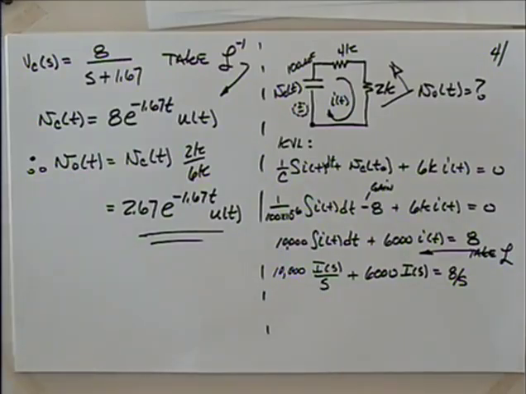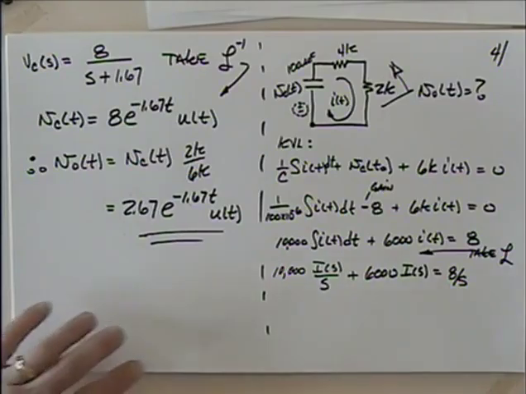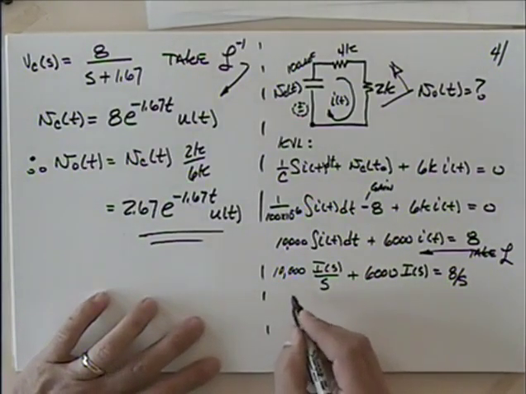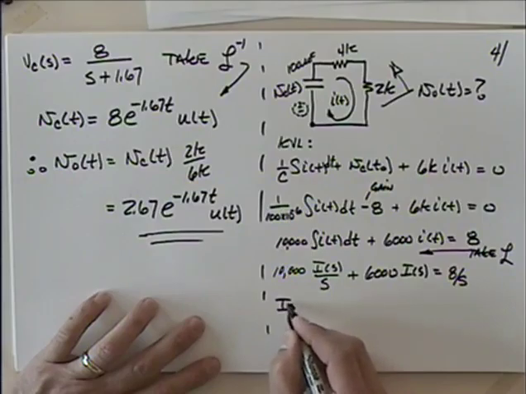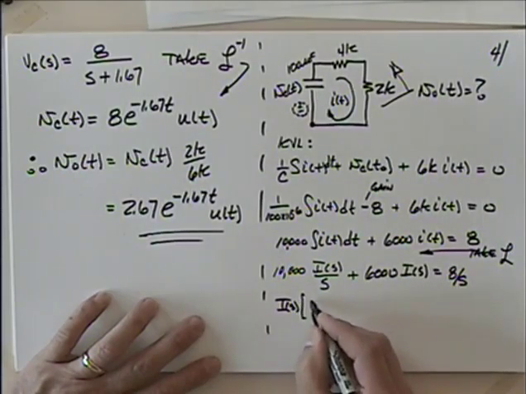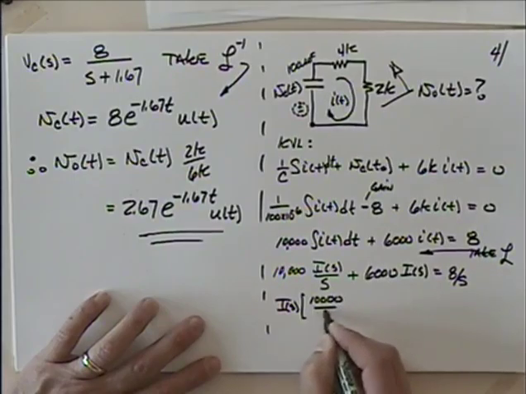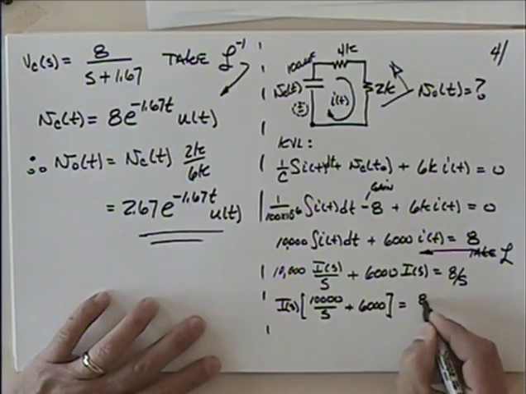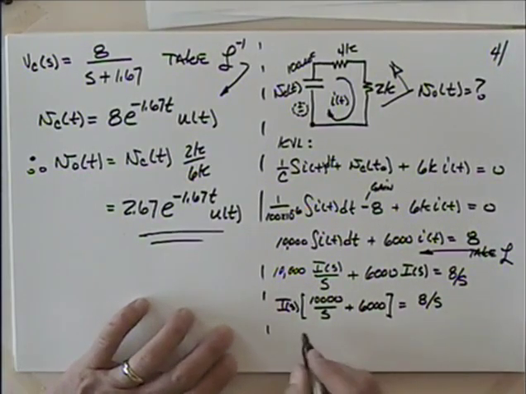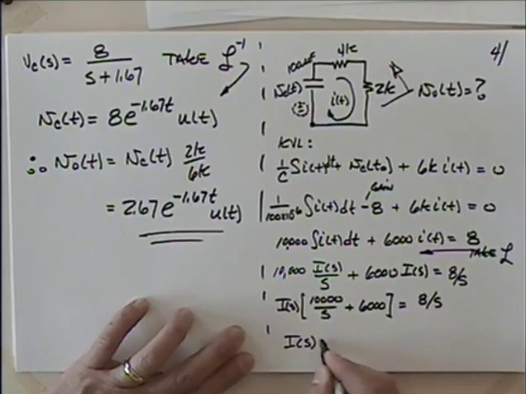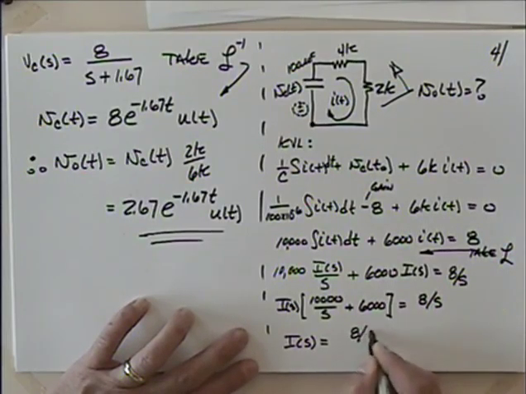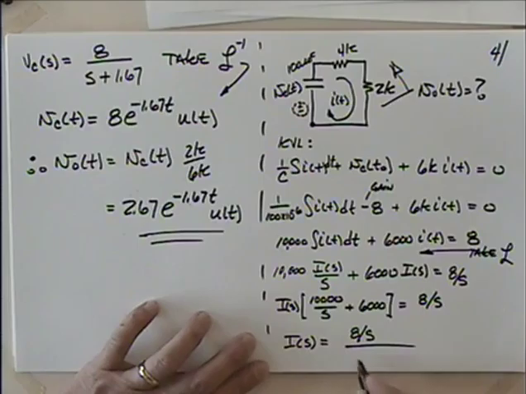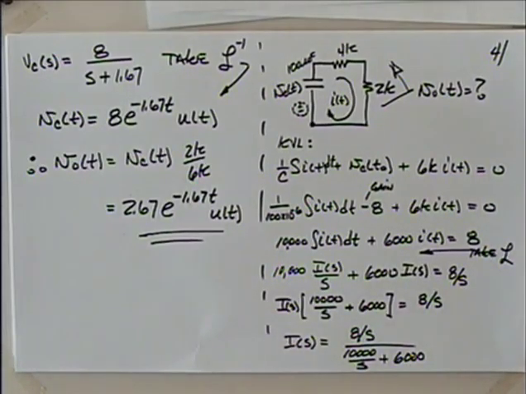So I can start to rearrange this now. If I solve for I of S, I have 10,000 over S plus 6,000 times I of S is equal to 8 over S. So I can say that I in the S domain is equal to 8 over S divided by 10,000 over S plus 6,000.